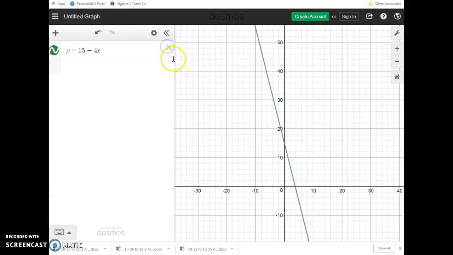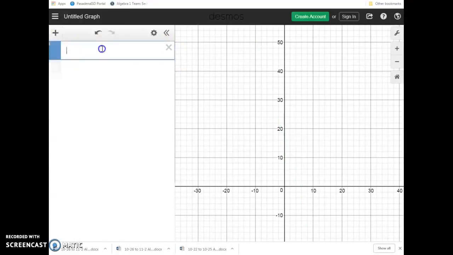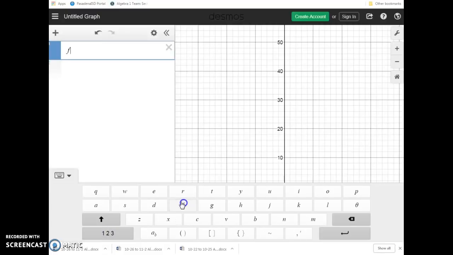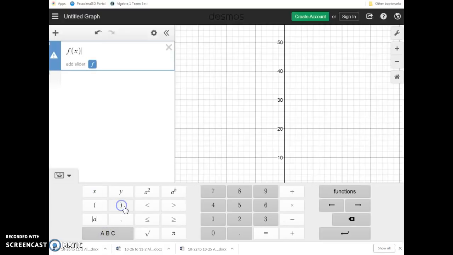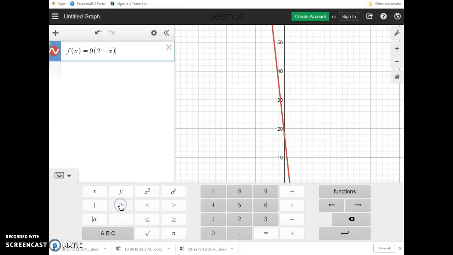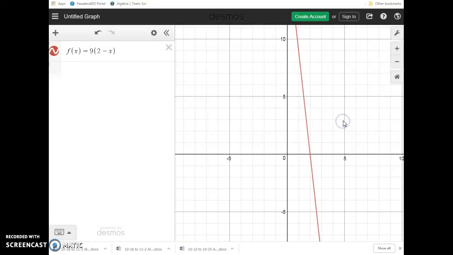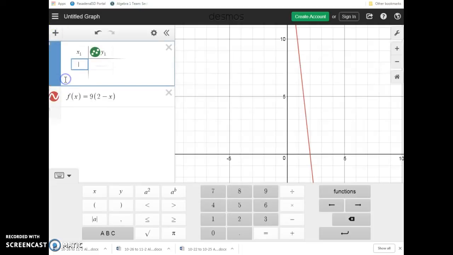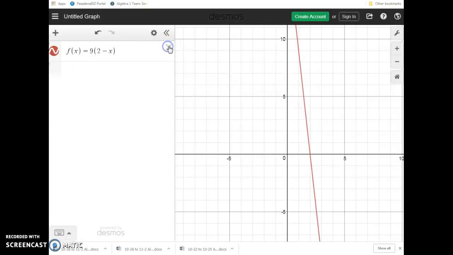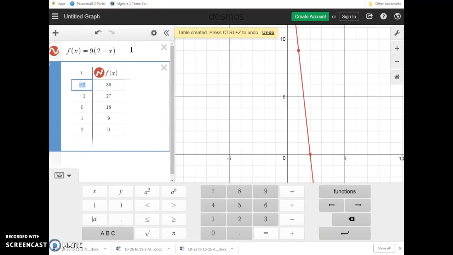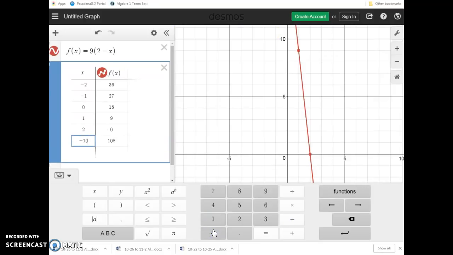So in Desmos, I'm going to clear this, add my new equation, f of x equals 9 parentheses 2 minus x close parentheses. Okay, and you can hit the little house again just so that it can go back to normal. We're going to add a table. Oh no, I don't need to add a table. I need to hit settings and get the table for that expression. Okay? And I don't need any of these numbers. I need a new number, and that new number is -10.